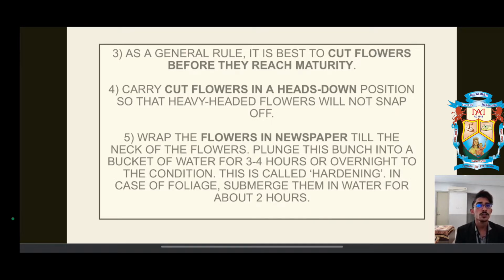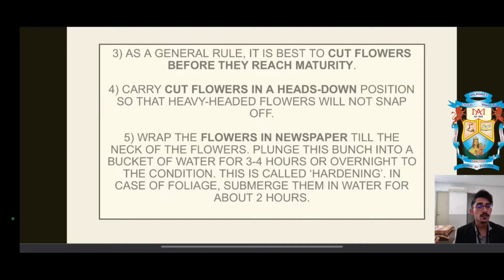The next process is to wrap newspaper around the flower as soon as it has been cut, right up to its neck. Why are we doing this? We are doing it for something called the hardening process. As soon as we cut the stem from the plant, we wrap it with newspaper up to the flower head, and then submerge it in cold water for maybe 2 or 3 hours, depending upon the flower type, the temperature in the environment, as well as the temperature of the water.